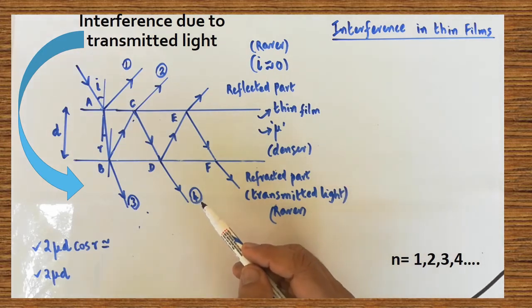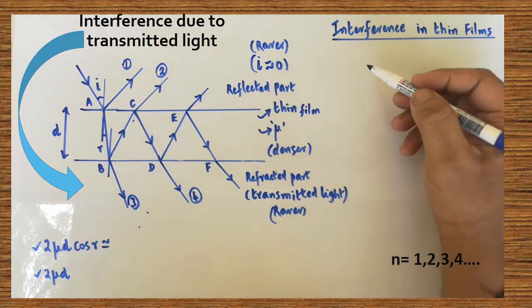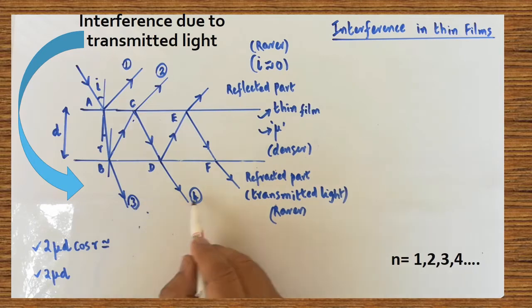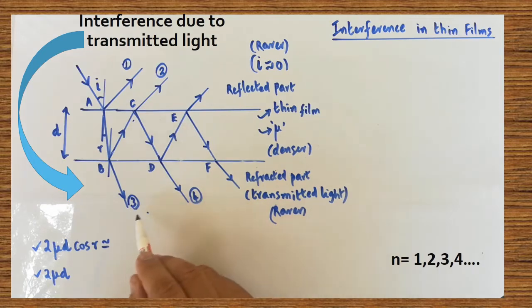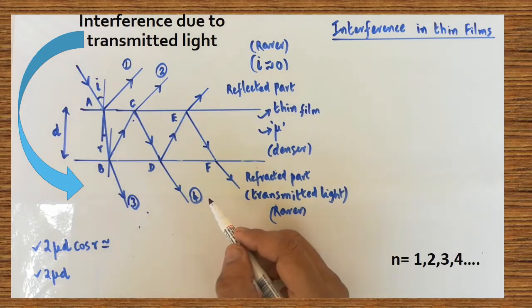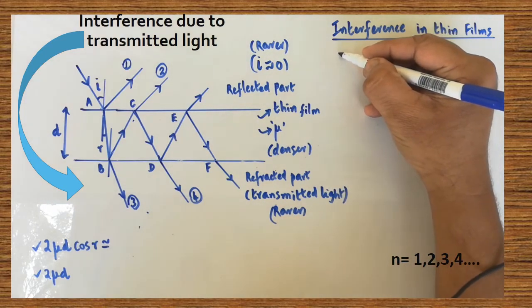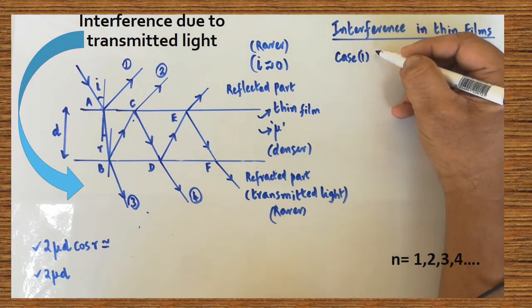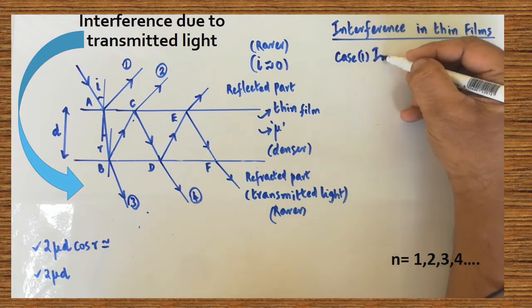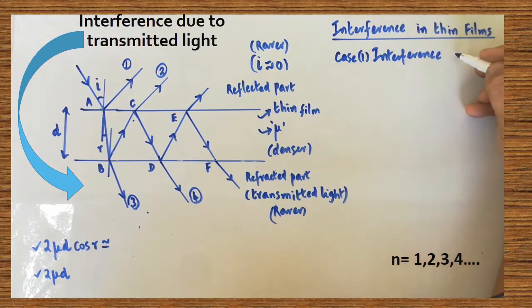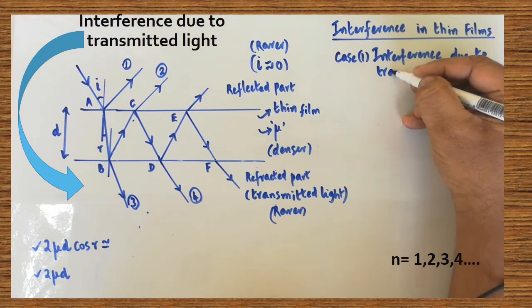Here, first we'll concentrate on the transmitted light. Transmitted light means these two, the third and fourth rays, will interfere with one another, because an interference pattern will be created. So I am going to write case 1. In case 1, we are going to see the interference created due to the transmitted light.